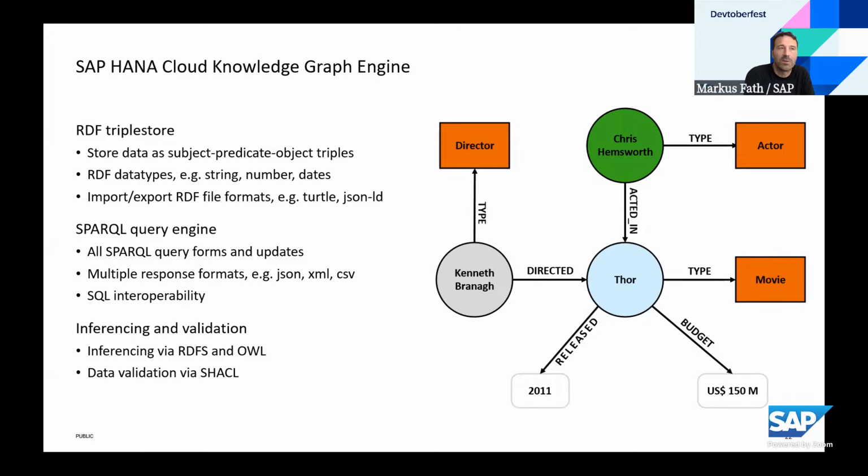So for example, you could say there is a property called year that is assigned to my movies, and it's supposed to be an integer value. And these types of constraints can be formulated in SPARQL and enforced on your RDF, on your knowledge graph.